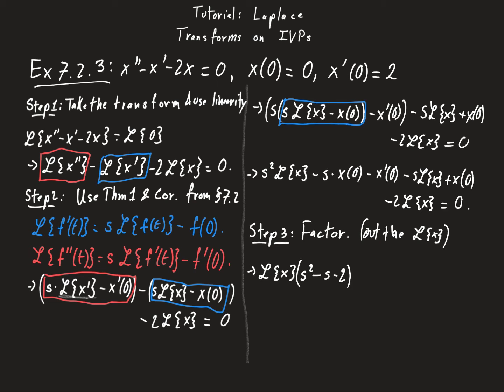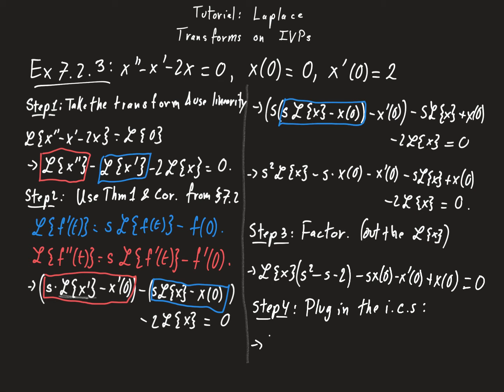Okay, and then what are we left with? We are also left with minus s times x of 0 minus x prime of 0 plus x of 0. And all of this is equal to 0. And last but not least, step 4 is to plug in the initial conditions.